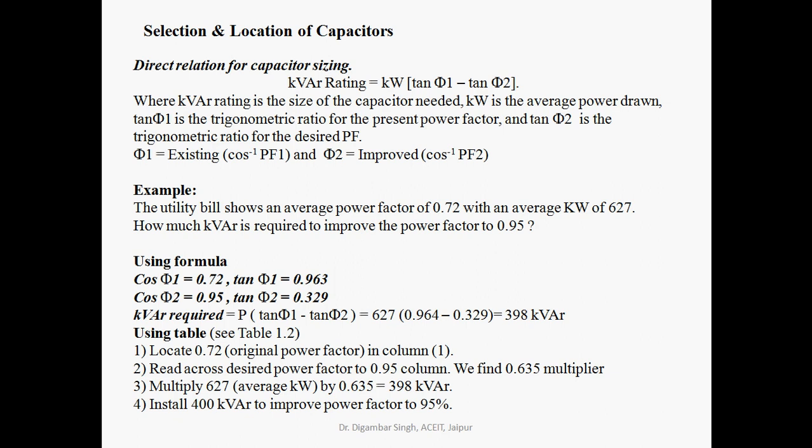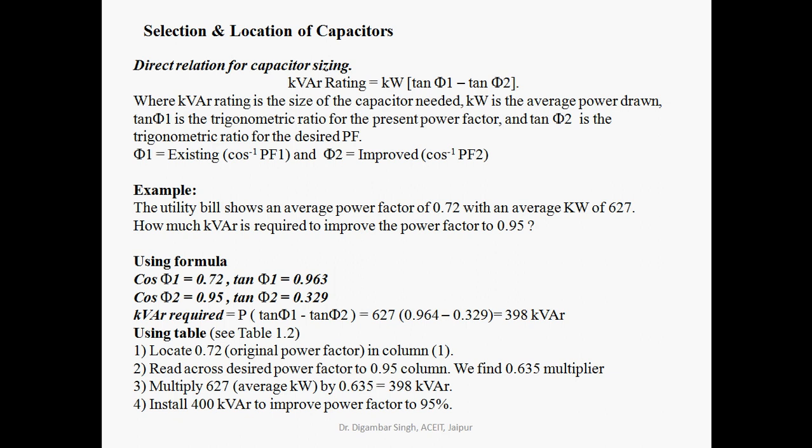So the kVAR required, by the direct relation for capacitor sizing, is P into (tan phi 1 minus tan phi 2). So 627 into (0.964 minus 0.329) is equal to 398 kVAR.